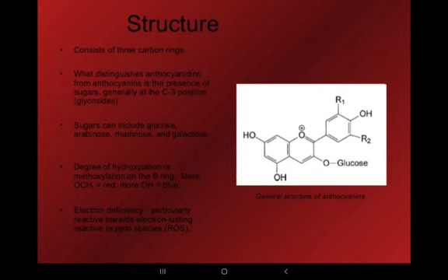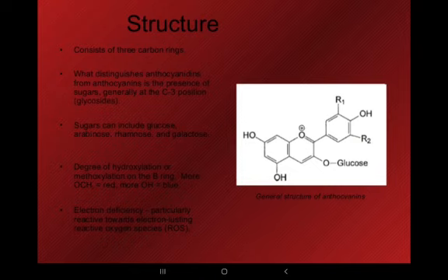The electron deficiency makes them particularly reactive towards electron-rich reactive oxygen species, simply called ROS. So this is the general structure of anthocyanins. Here R1 and R2 depend on the presence of methoxyl or hydroxyl groups, and according to this we get the different names.